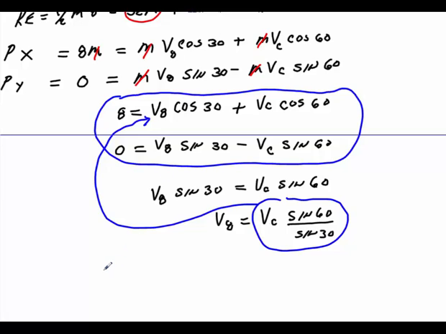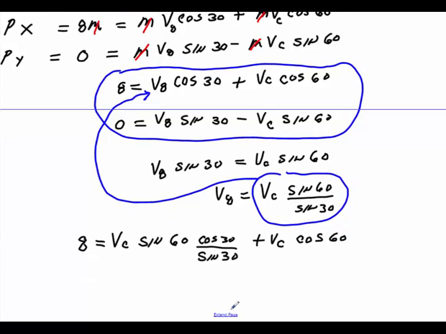Alright, and now we'll rewrite that and we should have the problem nailed. 8 is equal to VC. We got the sine of 60, so I'll write it all out. Now you can convert that to the cotangent if you wanted to. Sine of 60, cosine 30 over the sine of 30, plus VC cosine of 60.